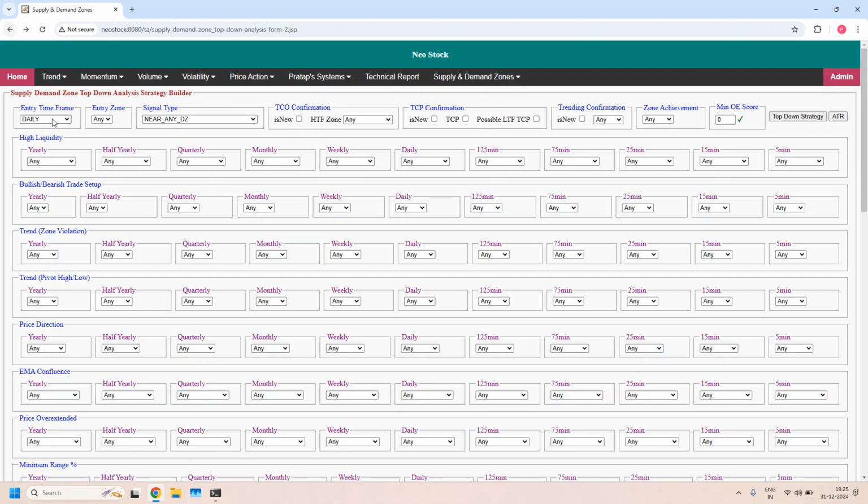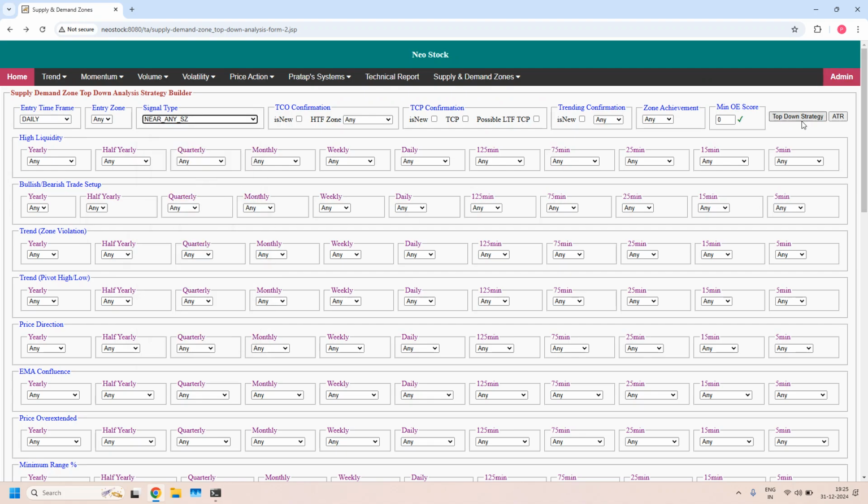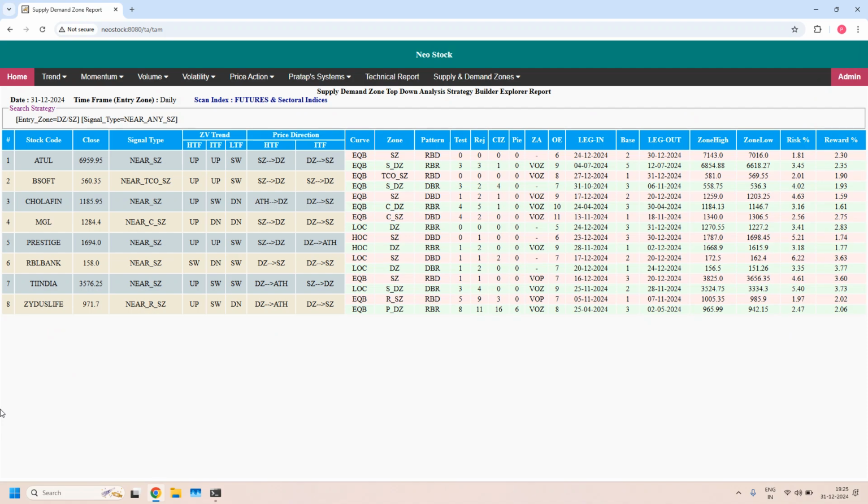Okay, next, daily time frame. Let us find the stocks near daily supply zone. 8 stocks are filtered. Let us verify high liquidity supply zones from this list. MGL is having a daily high liquidity supply zone. And Zydus Life is also having a high liquidity daily supply zone. We identified 2 daily high liquidity supply zones from this list.